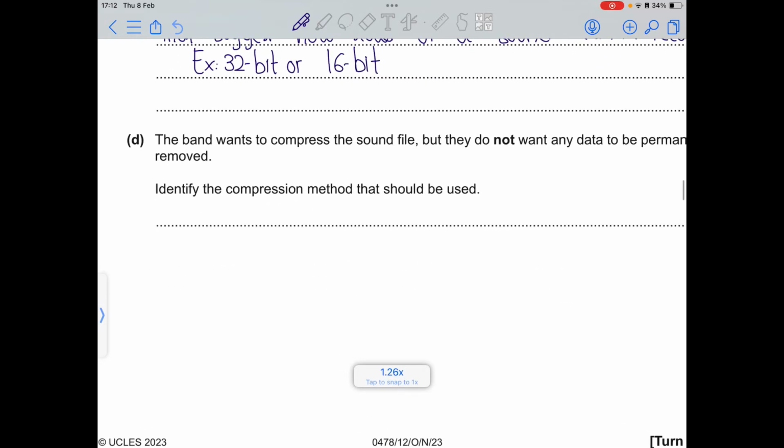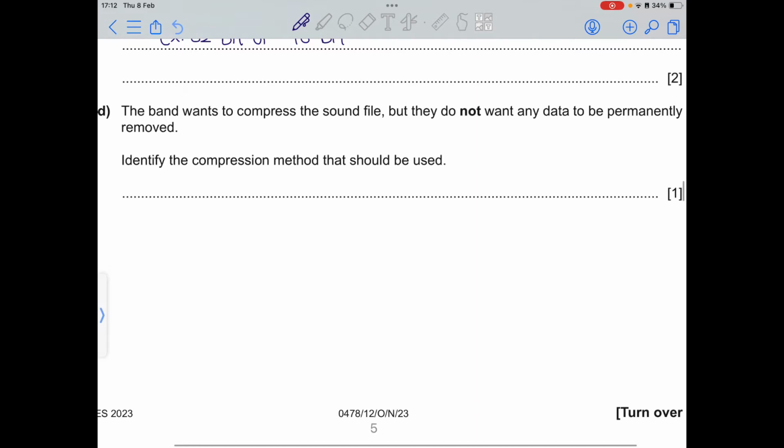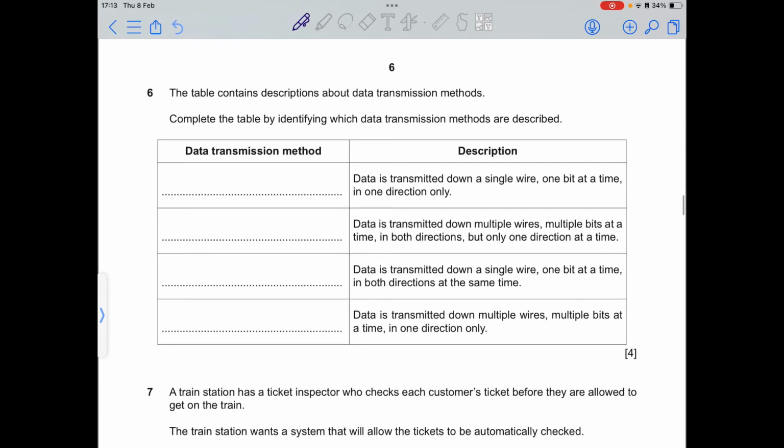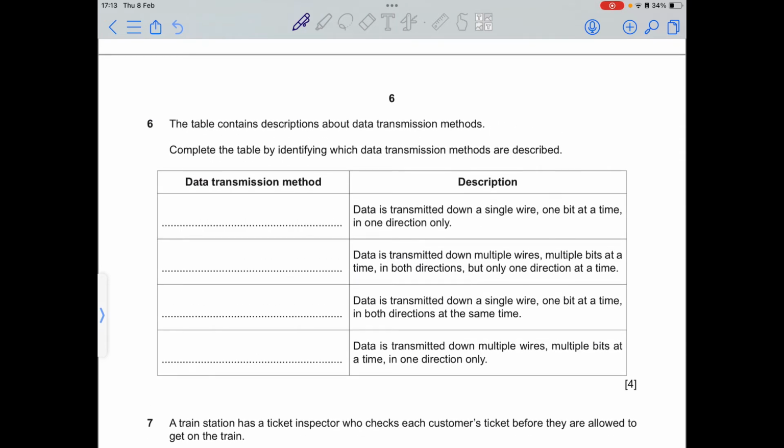The band wants to compress the sound file, but they do not want any data to be permanently removed. Identify any two compression methods that can be used. Now, compression methods are limited to lossy and lossless. In lossy, you permanently lose data. Of course, you don't want to lose data, so it's going to be lossless. Lossless data compression.